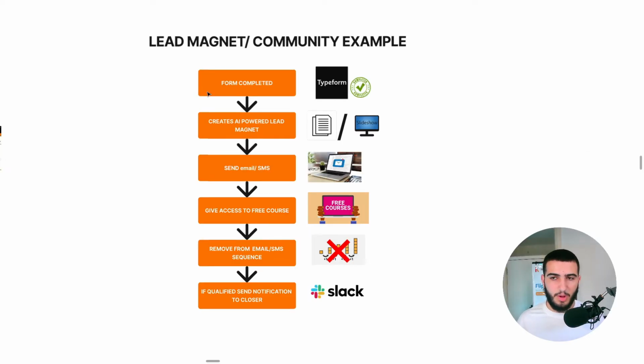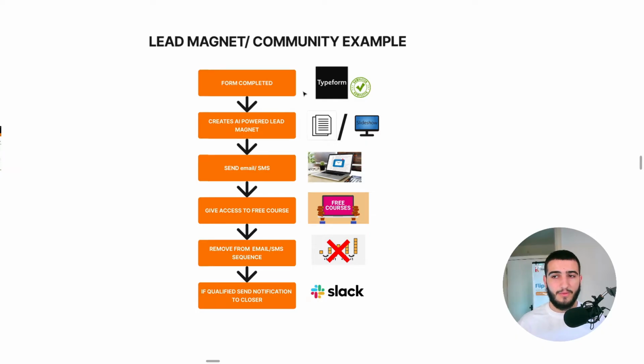Another example we have here is lead magnets. Now, this was from a video when it came to school automation. So whenever someone completes a form, it goes ahead and actually creates an AI-powered lead magnet. Now, in all honesty, this is about 3 different steps in itself. So in reality, this was probably like 10 plus steps, but still, you get the idea.